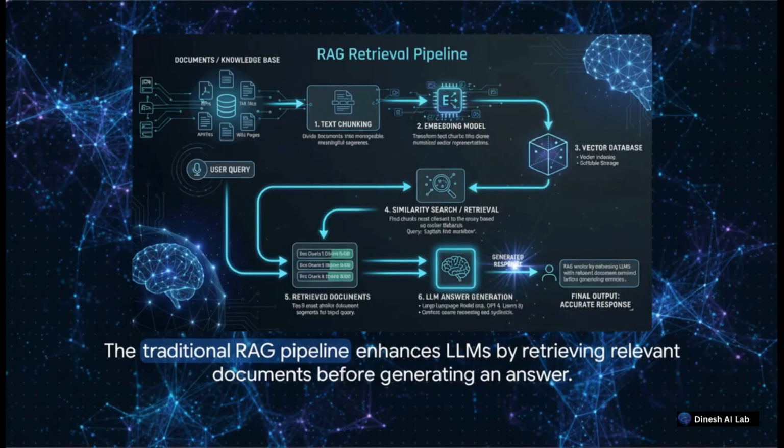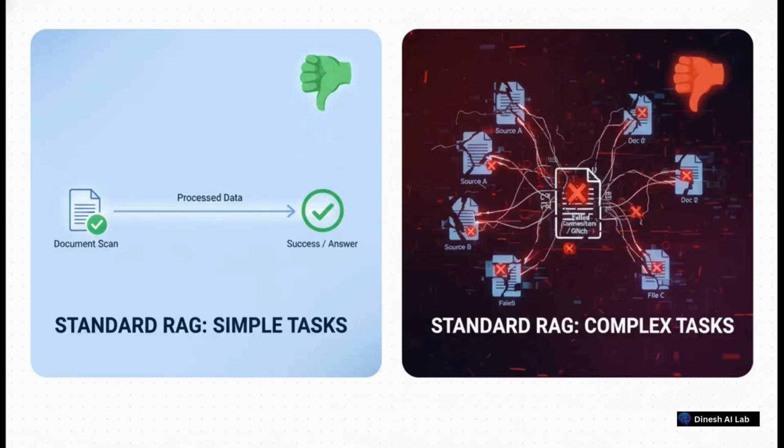The traditional RAG pipeline, which you're seeing here, is a pretty straightforward linear process. It takes in a bunch of documents, chops them up into chunks, and turns those chunks into numerical embeddings that get stored in a vector database. When you ask a question, it finds the most relevant chunks and just feeds them to the LLM to generate an answer. Now, this does help ground the AI in facts, but this simple one-way flow is also its biggest weakness.